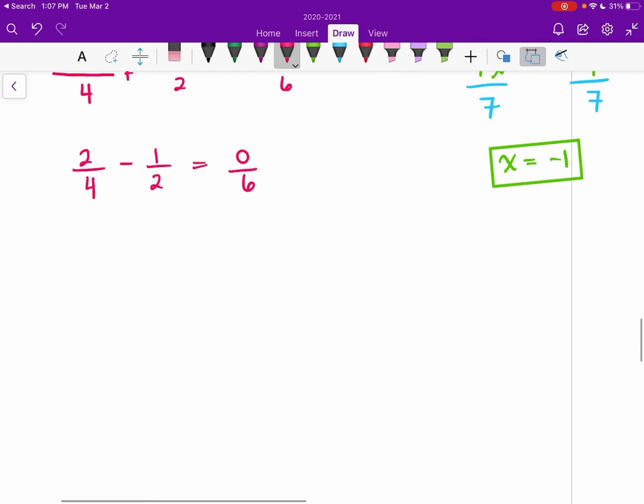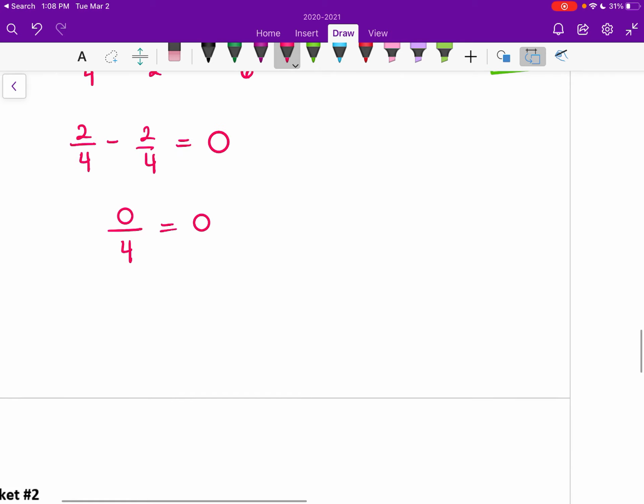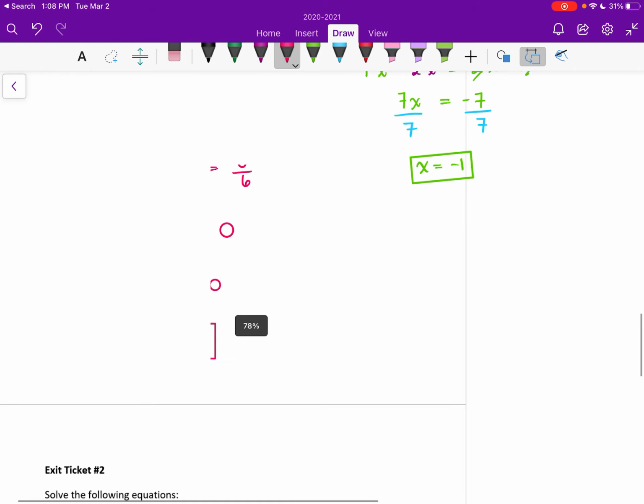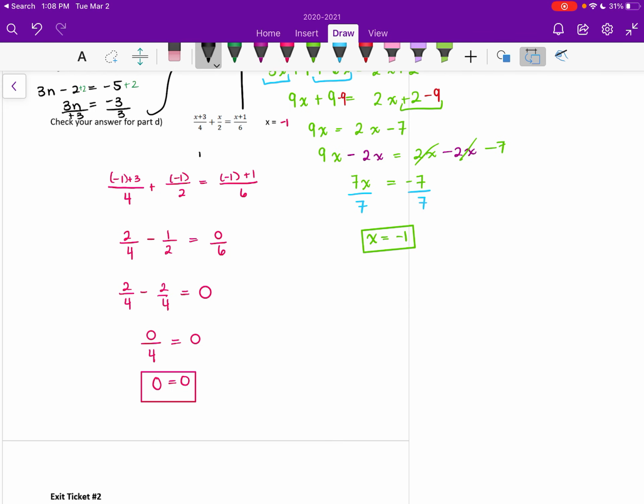Right, so let's do this. Leave the 2 over 4 as is. Change the 1 over 2 into 2 over 4. 0 over 6 is just 0. So 2 minus 2 is 0 over 4, equals 0. And 0 equals 0, so this is true. It was just a quick left side and right side check, instead of doing the table. Okay? And that's our answer.